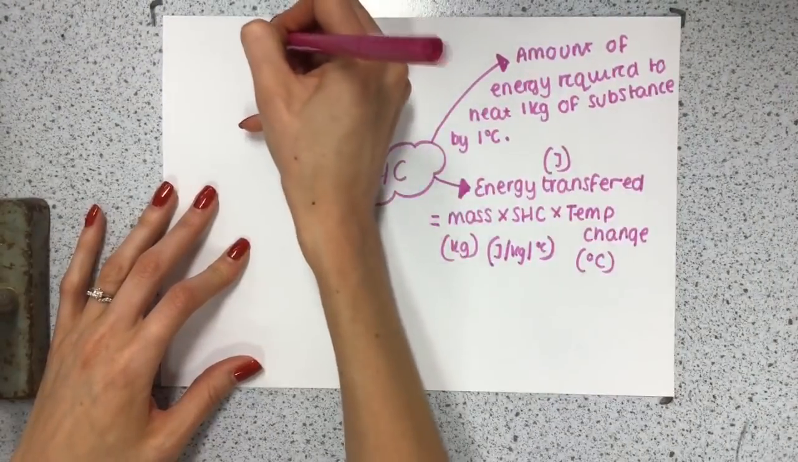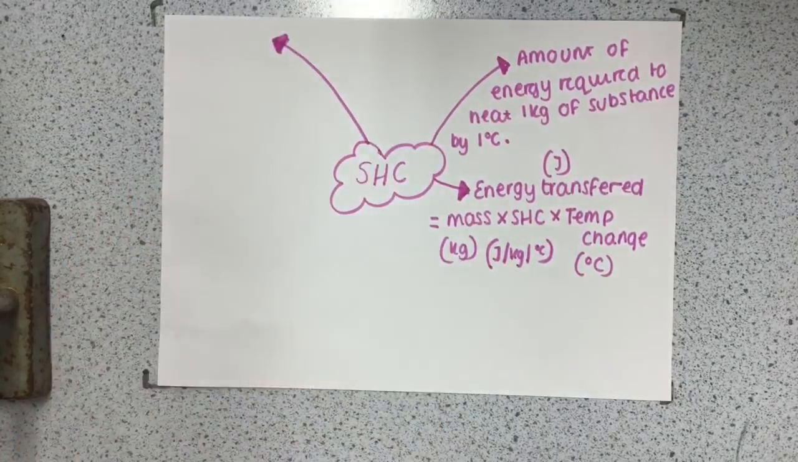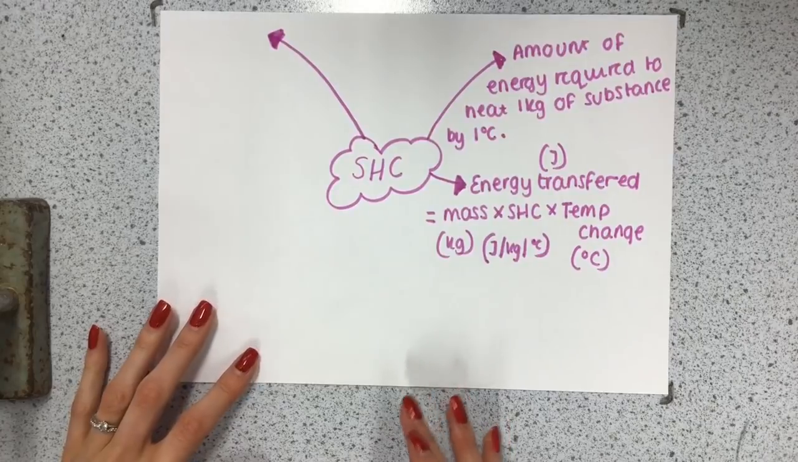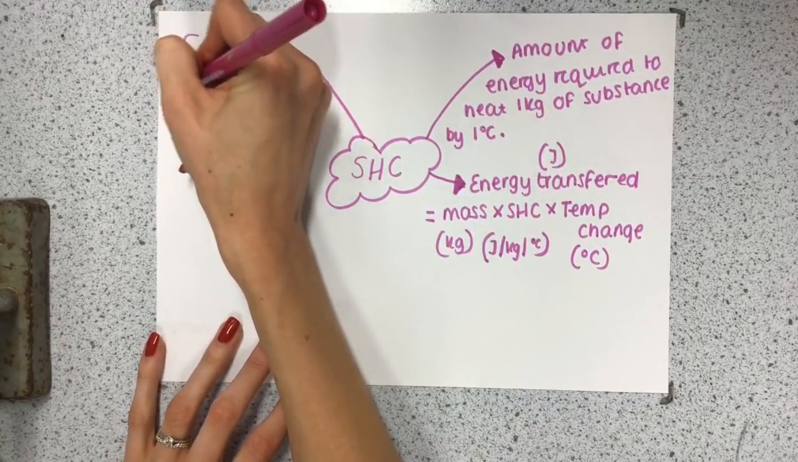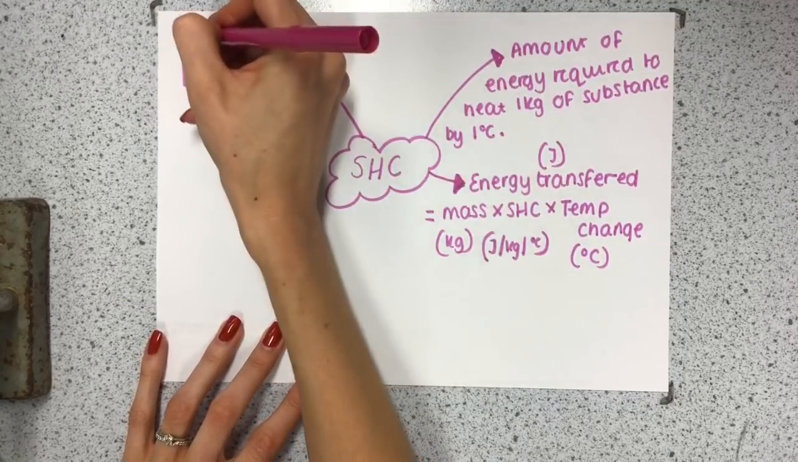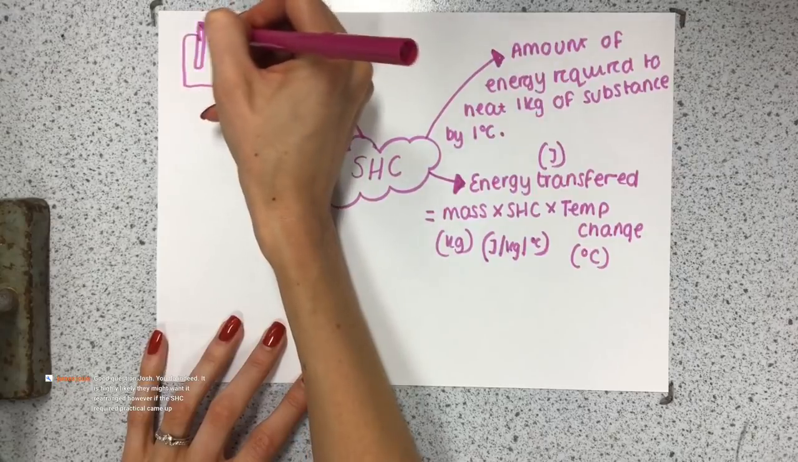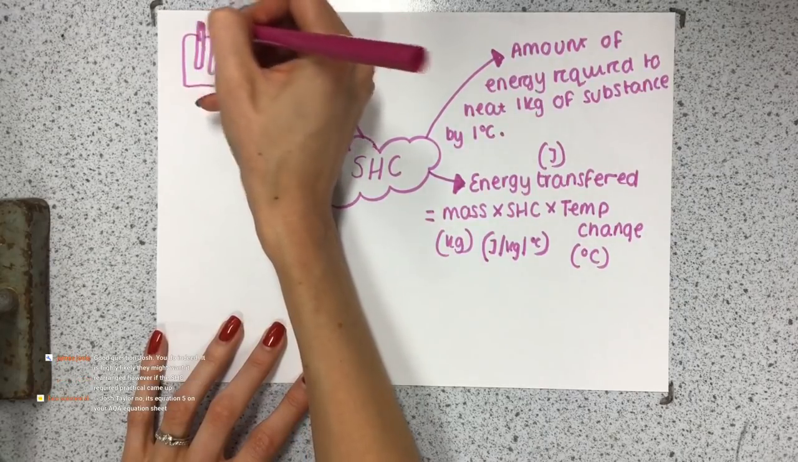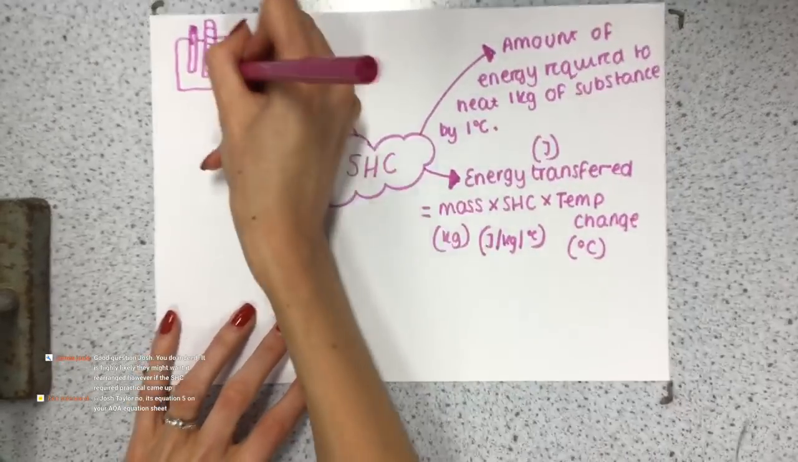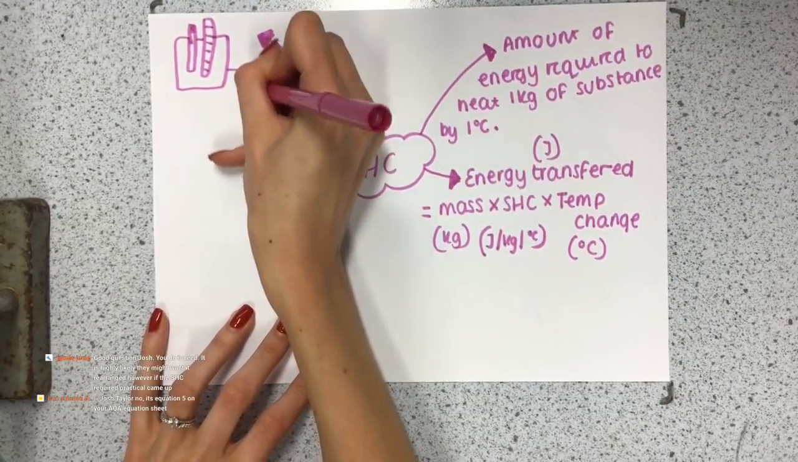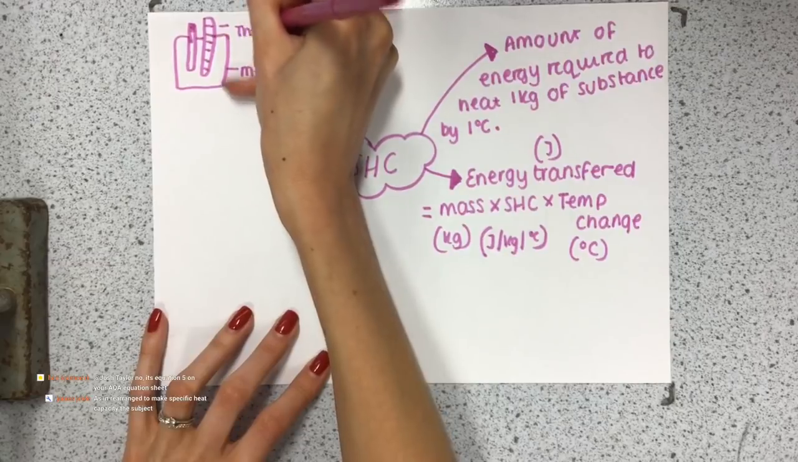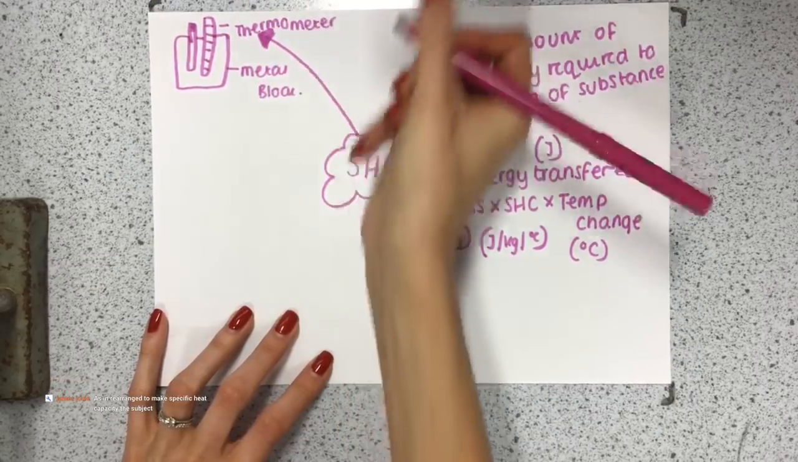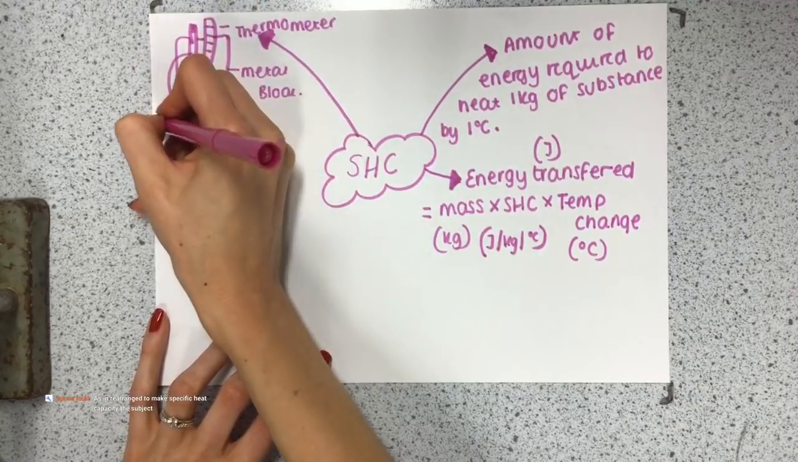Okay, so the required practical. So for the required practical, the aim of it is to work out the specific heat capacity. Okay, so you might have been given in the practical a metal block, and in that metal block you would have two things. One of them would be the immersion heater, and the other one would be the thermometer. Okay, so you would have your metal block, you would have the thermometer, and you would have your immersion heater.